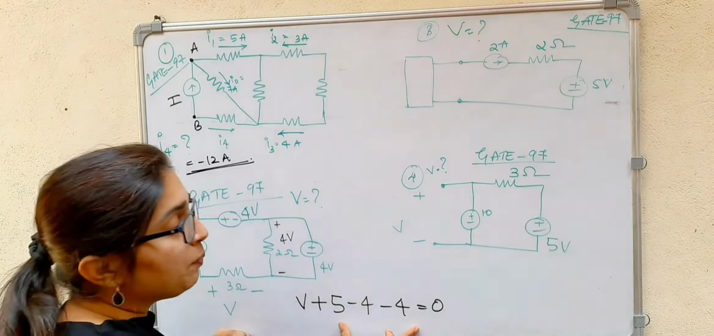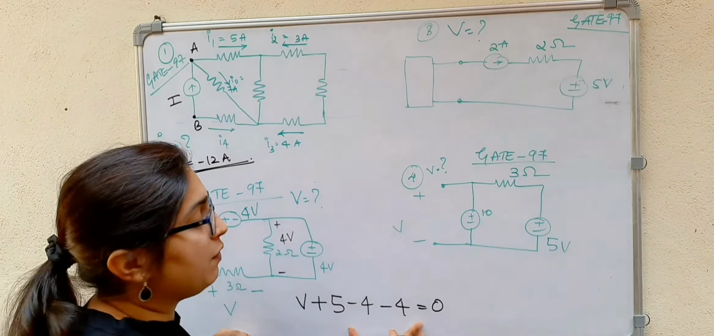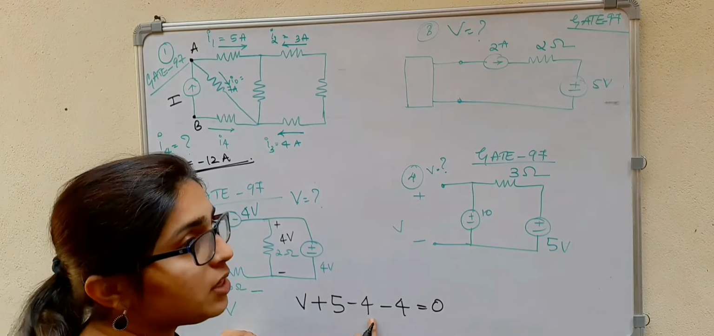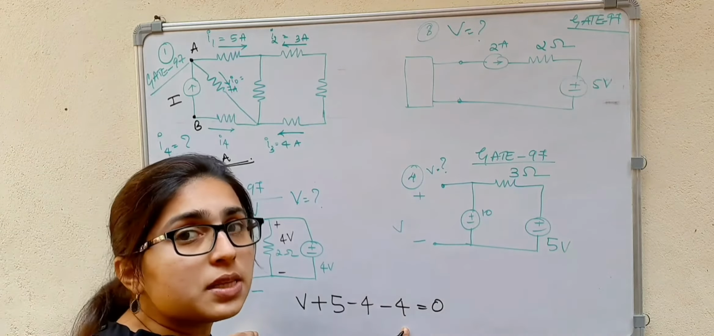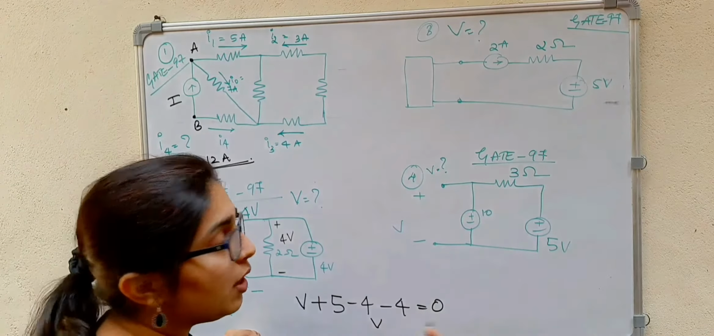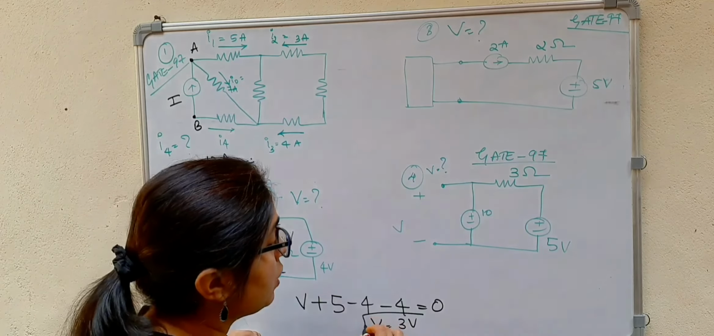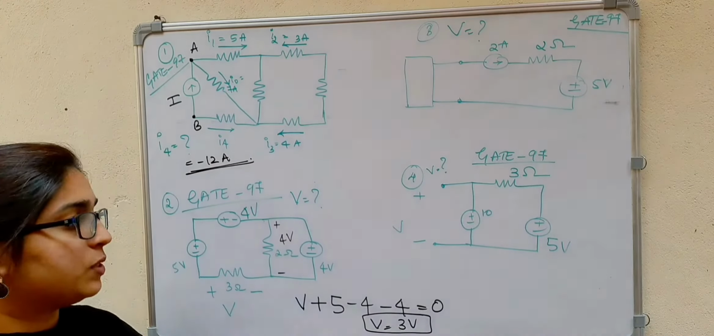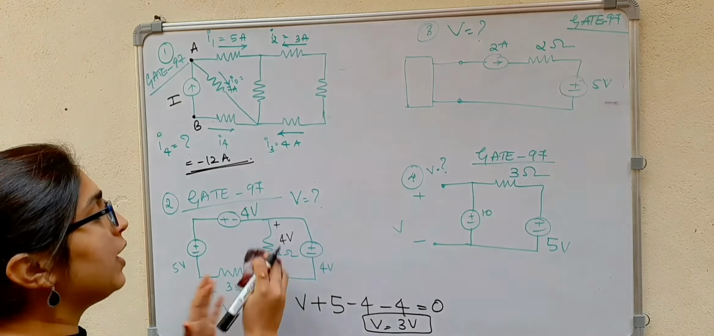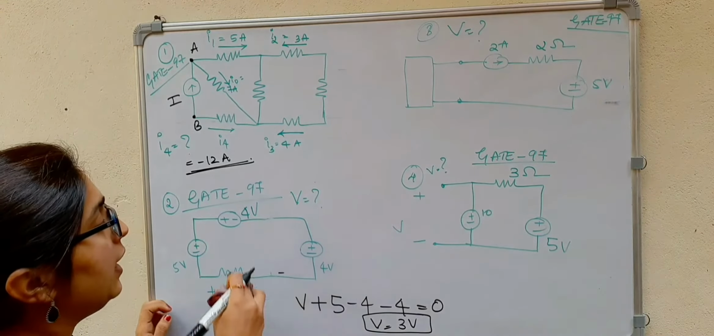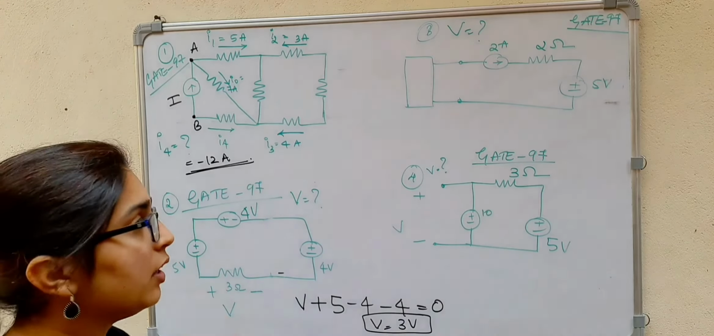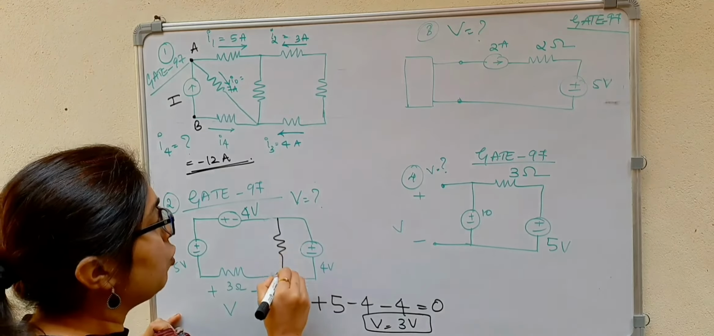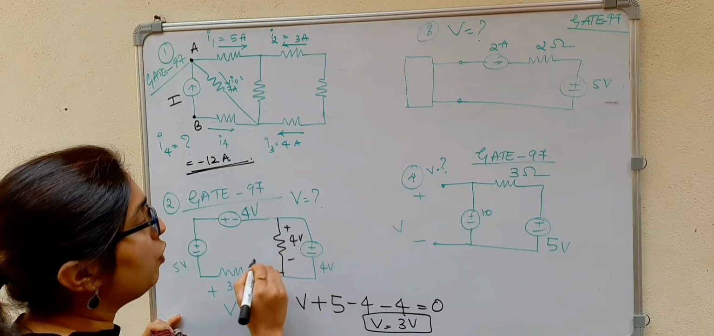So this is the definition of the KVL. So V plus 5 minus 4 is 1, 1 minus 4 is minus 3. If it goes to the right hand side, it becomes 3 volts. So V is equal to 3 volts. Or else you can consider this as redundant and apply the KVL, or you just take the voltage across this as 4 volts.